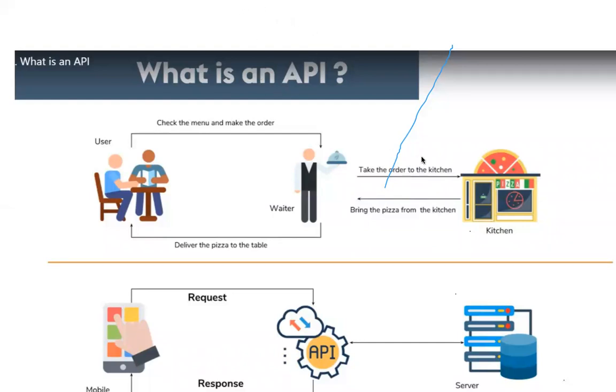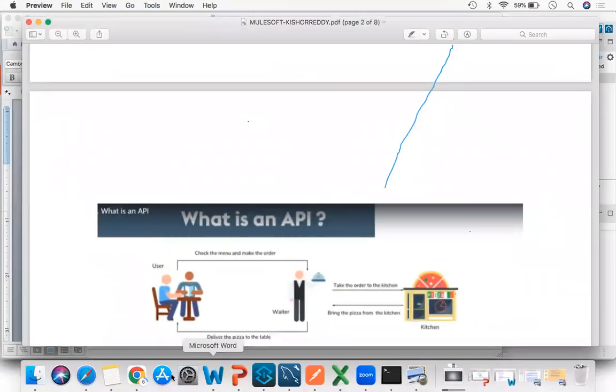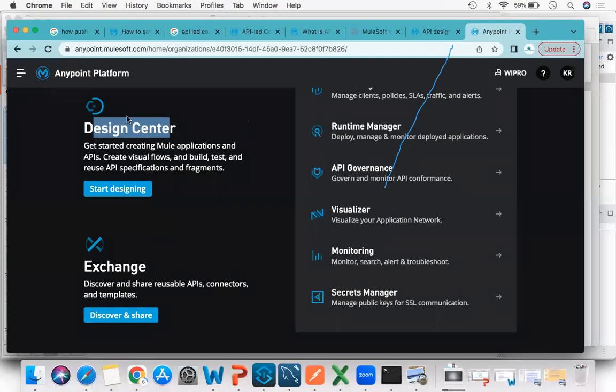Through Zoom, we connect, right? So Zoom, we can call it one API here. Understood? It is like a mediator. That is called an API. So here also, we are going to create APIs in our design center. In the design center, we'll create APIs.